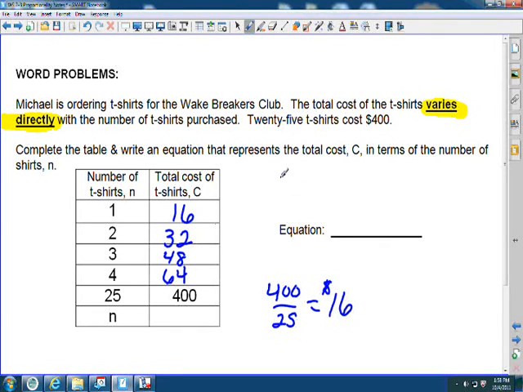Well, what's happening each time, each shirt, I'm increasing by 16. It varies directly. My equation is y equals 16x, because all I have to do is take 16 times the number of shirts. See how the constant is 0? It's proportional.